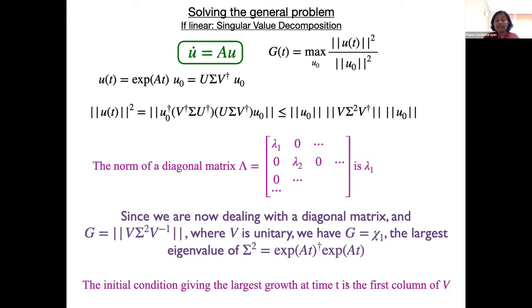And the initial condition giving the largest growth is the first column of V. Here I've assumed that chi 1, chi 2 are arranged in such a way that chi 1 is the biggest growing. V is the matrix of all eigenvectors, as you can see here. If you say that some matrix V equals V sigma square, you'll see that V is the matrix of the eigenvectors of sigma square, and the first column of that will be the one corresponding to lambda 1, and in that direction everything is going to grow the maximum. So is this clear, or are there questions right now? Is it clear so far? Yeah.